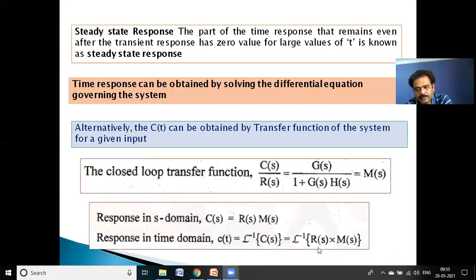Once we get the mathematical model for the input and the mathematical model for our system, we can directly apply Laplace transforms to get the response. We can predict the response of the system.